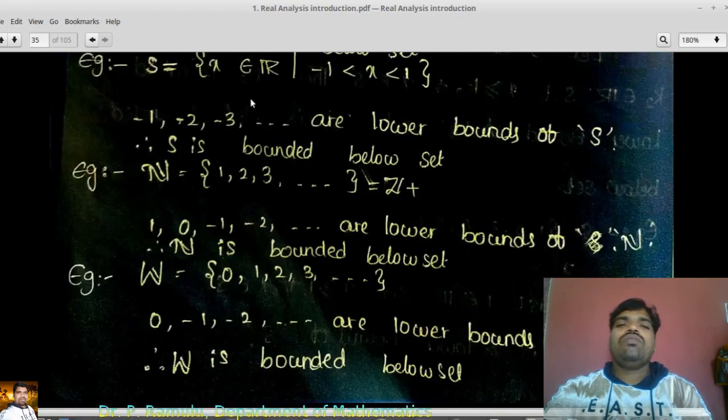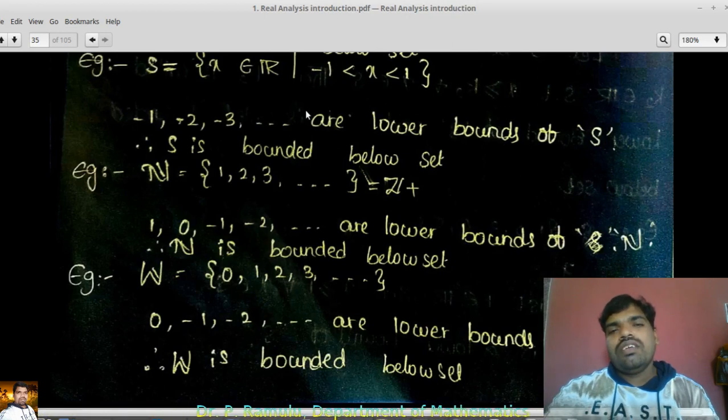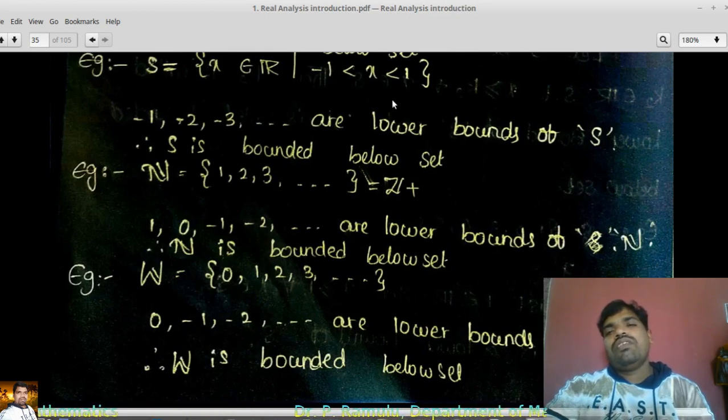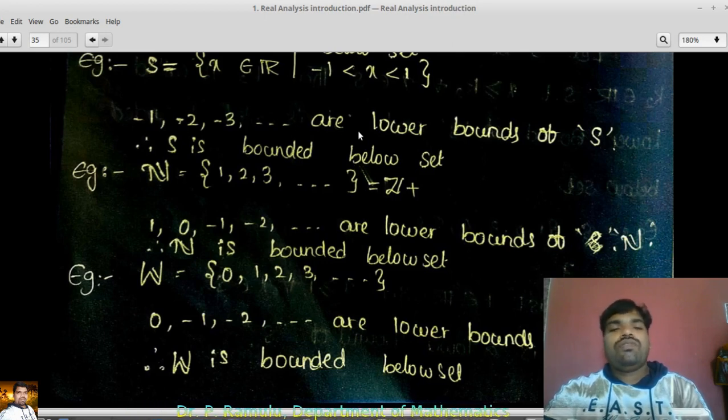If I take S equal to the set of X such that minus 1 is less than X less than 1, all elements lie between minus 1 and 1. So minus 1, minus 2, minus 3 are lower bounds of S, therefore S is a bounded below set.